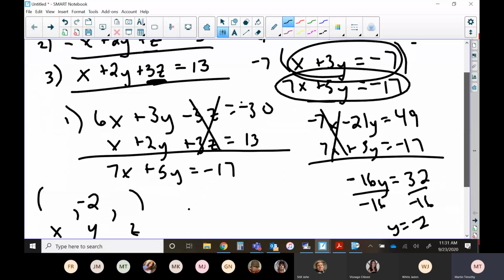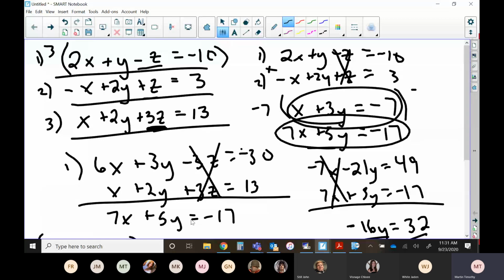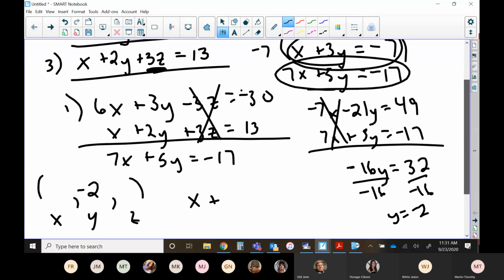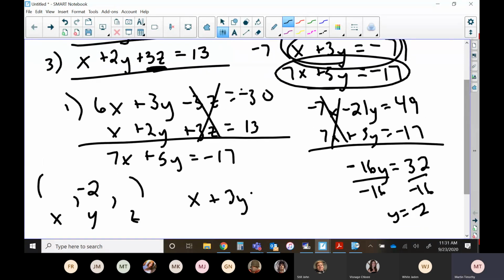So I'm going to use this one because it's x. Do you see, why did I choose this one? Why is it easier? It's because the x is all by itself here. That's why. Because if I did this one, I would eventually have to divide by 7. Not that it's hard. I don't know yet.